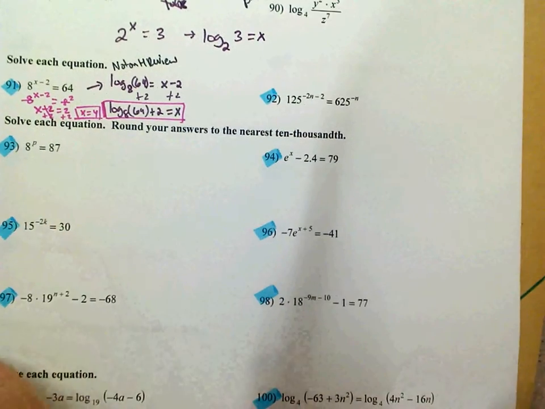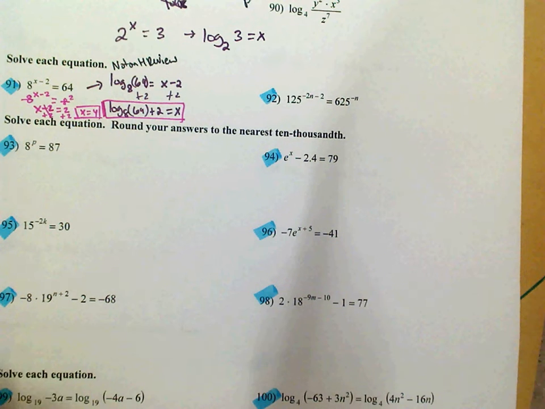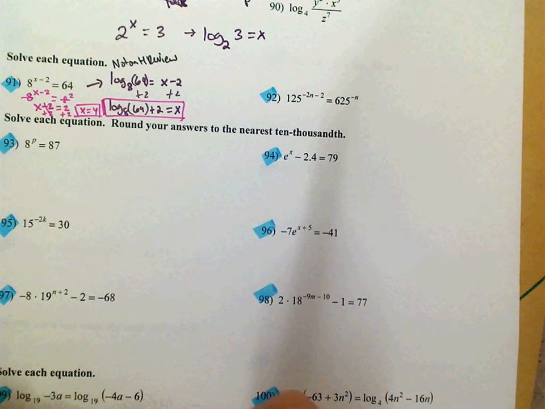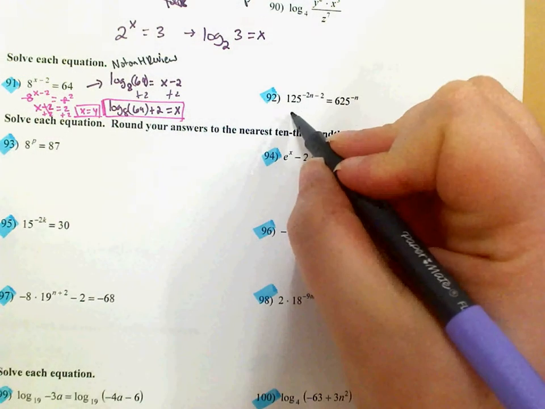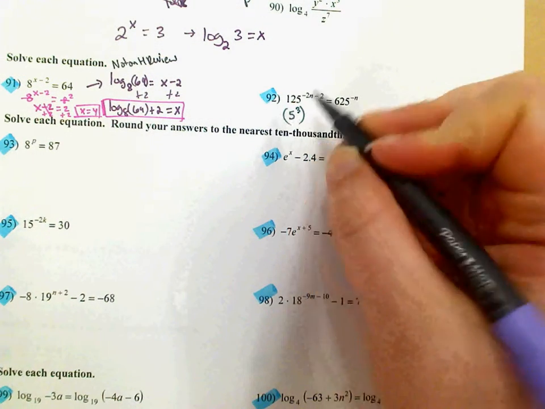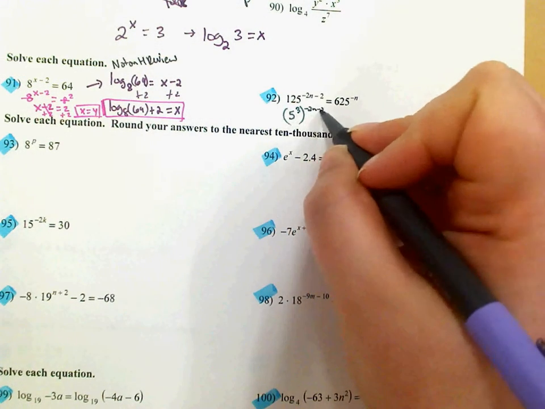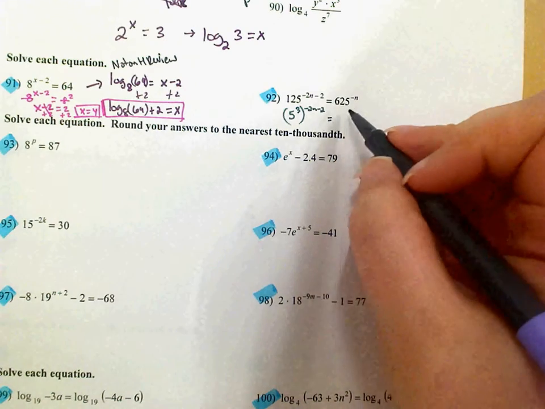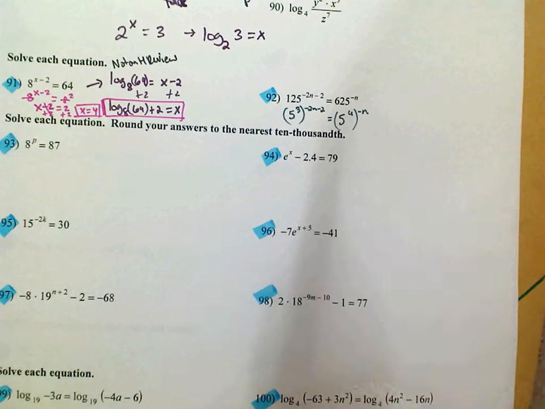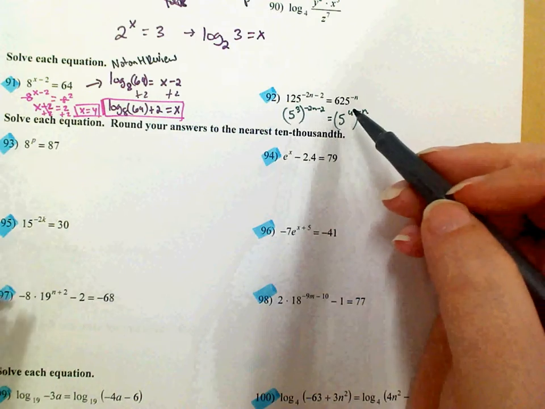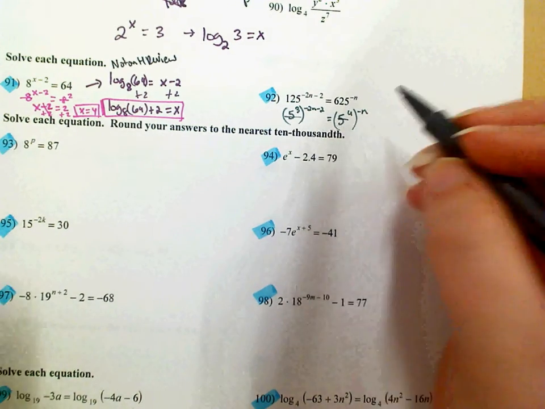Number 92. So 125 and 625, I notice on the power chart that 125 is 5 cubed. So 5 cubed to the negative 2n minus 2. And 625 is 5 to the 4th to the negative n. Okay? So if I've got 5 to this equals 5 to that, the 5s are already equivalent, so I'm really just dealing with this equals this.